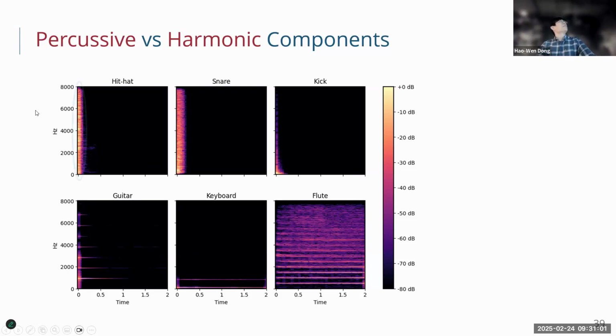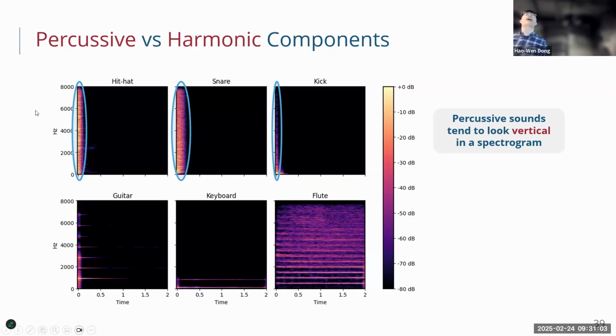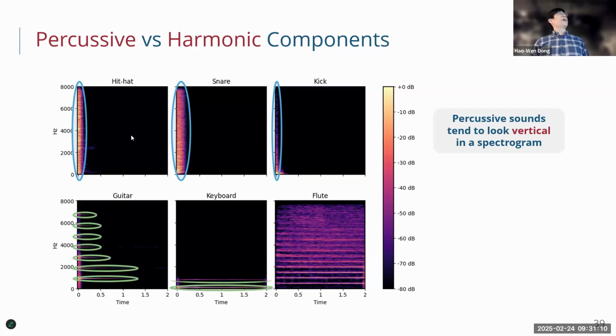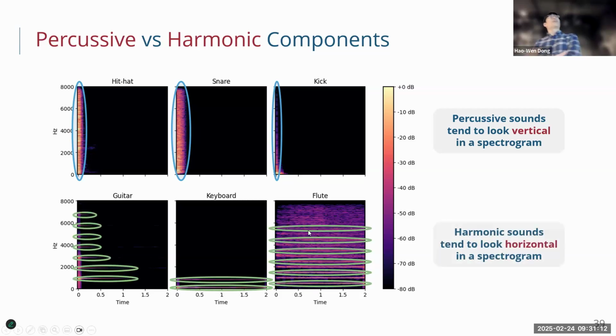You can see that percussion usually has a vertical shape in a spectrogram. On the other hand, these harmonic sounds tend to look more horizontal in a spectrogram, but they also have that repetitive pattern. But in general, they look more horizontal in some sense.